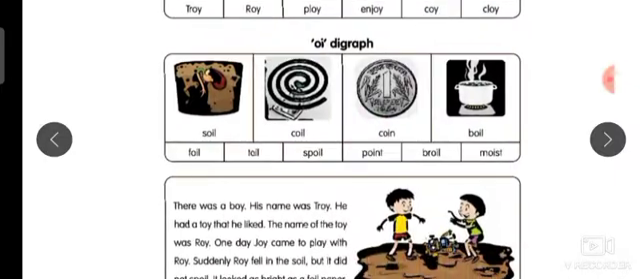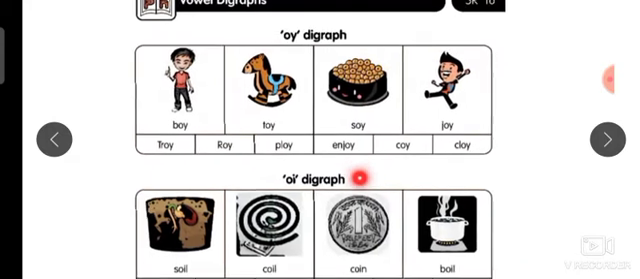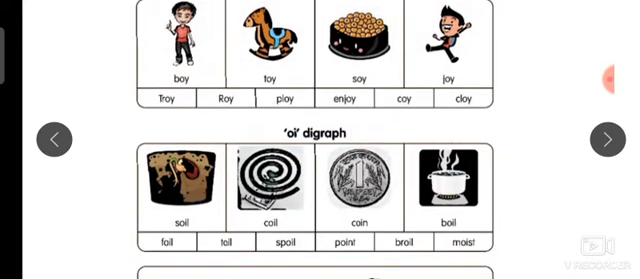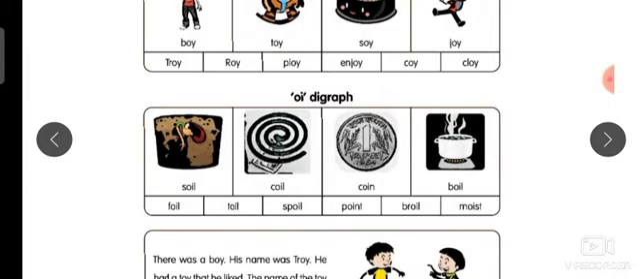So today we are going to learn a new digraph, that is OI. OI makes the sound OI. Same. OY, OI makes the sound OI. So shall we see some more examples of this digraph, children? A digraph is when two or more letters join together and give one single sound. So let's see OI digraph examples, okay?